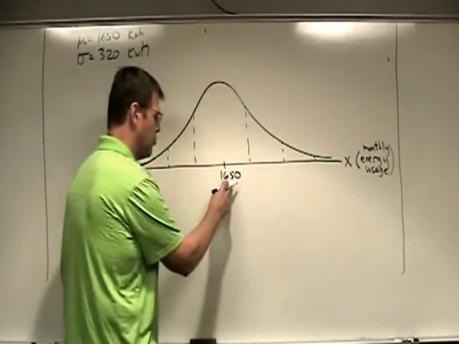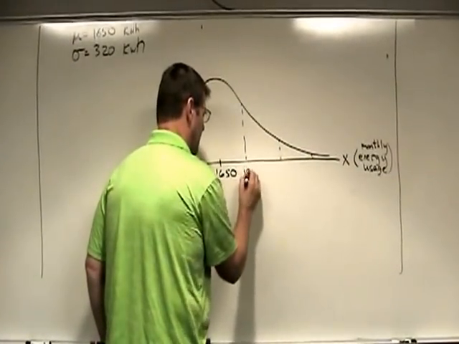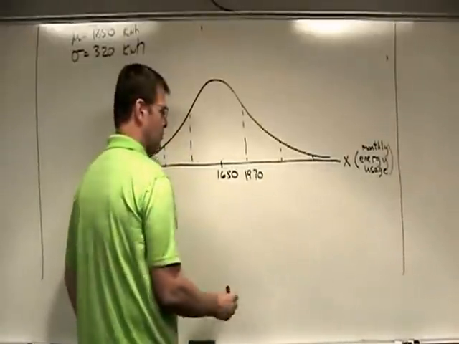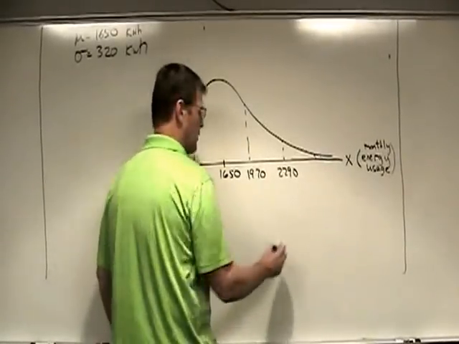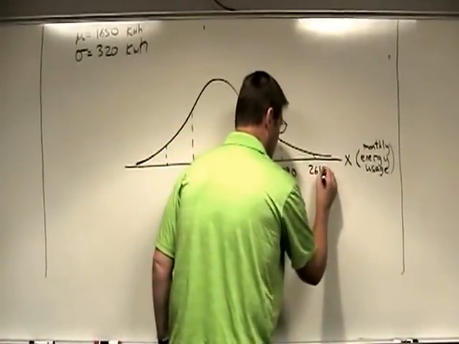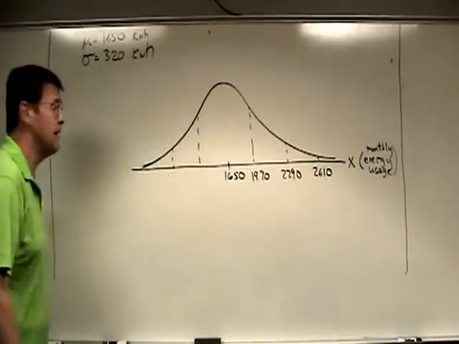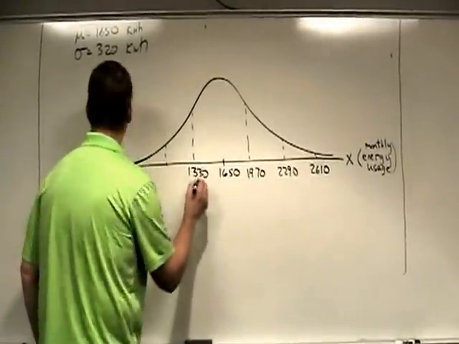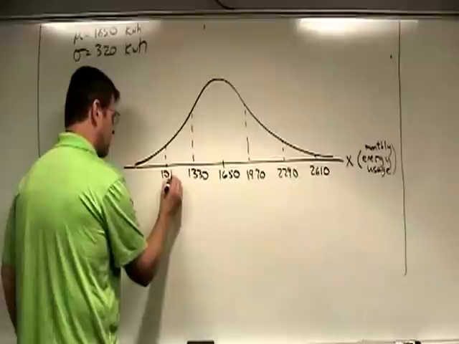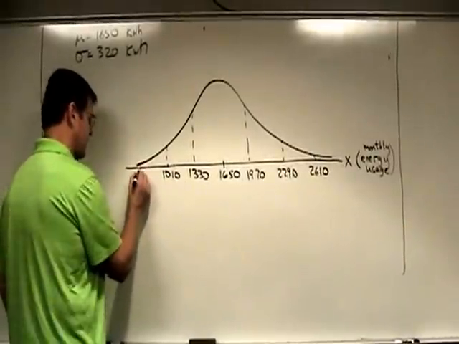So if we add 320, at this point we're at 1970. Another 320 puts us at 2290. And another 320 will give us 2,610. In the opposite direction, 1330, 1,010, and 690.